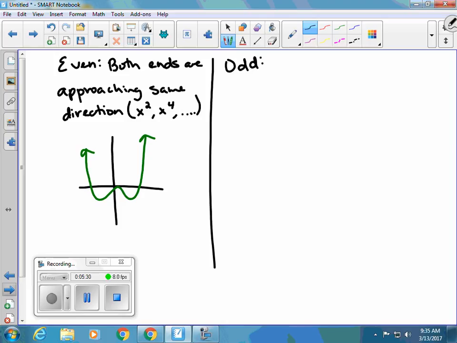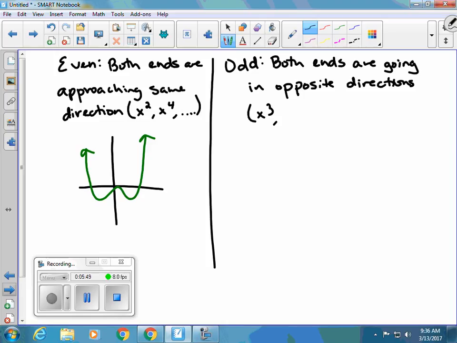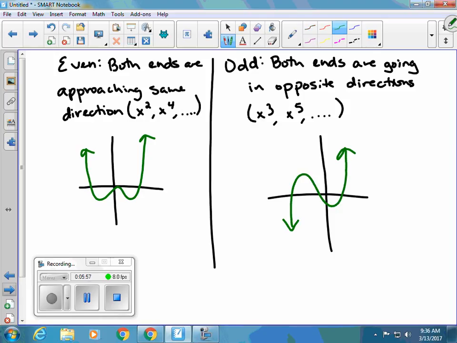An odd function, both ends are going in opposite directions. So x cubed, x to the fifth, dot, dot, dot. Even though this one is an odd, its ends are still going in the same direction. It might not have a curve, it just has a linear aspect to it, but that's okay.